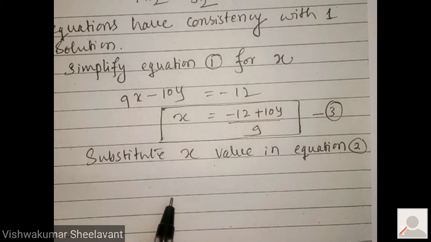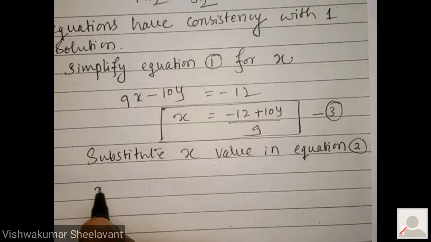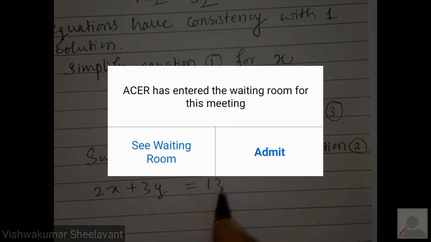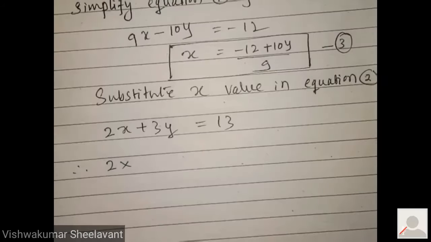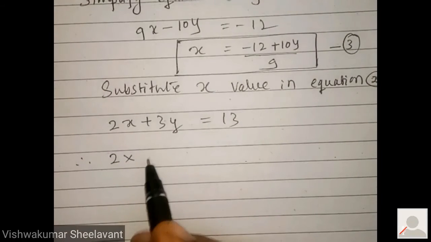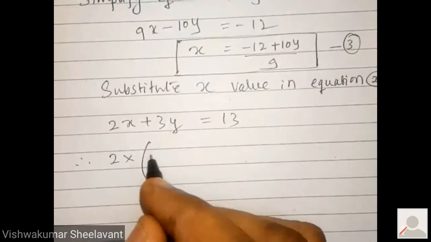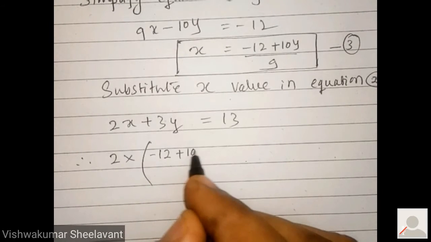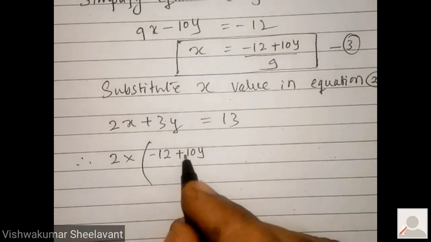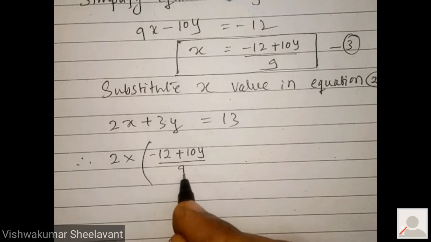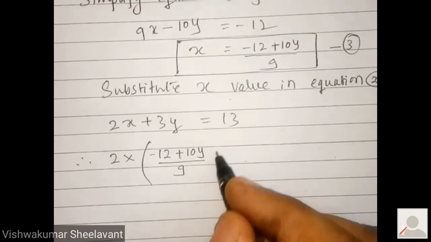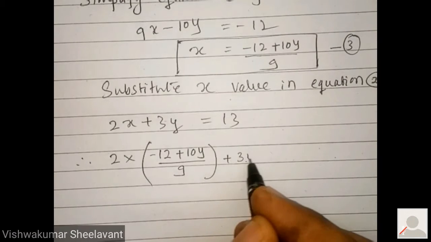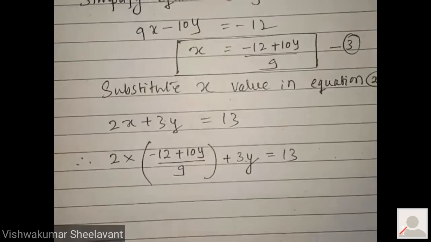Substituting x value in equation 2, what do we get? Equation 2 is 2x plus 3y equal to 13. Therefore, 2 into x is 2 into (minus 12 plus 10y) by 9, plus 3y equal to 13.